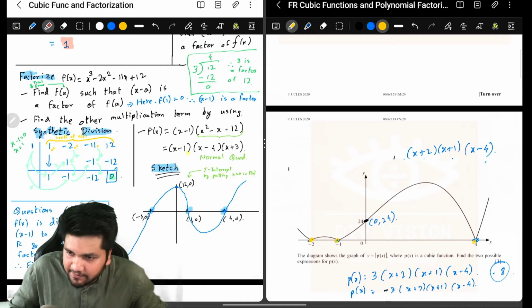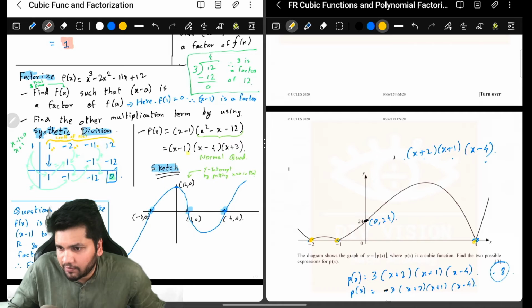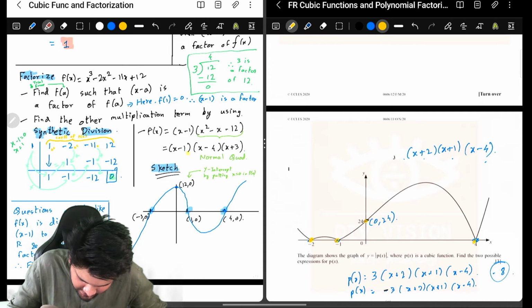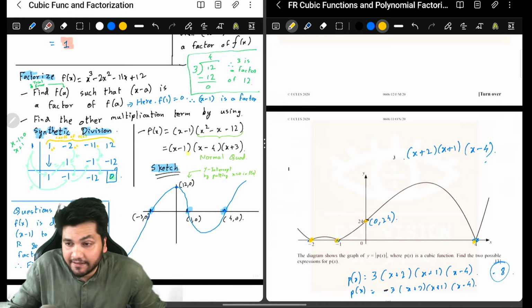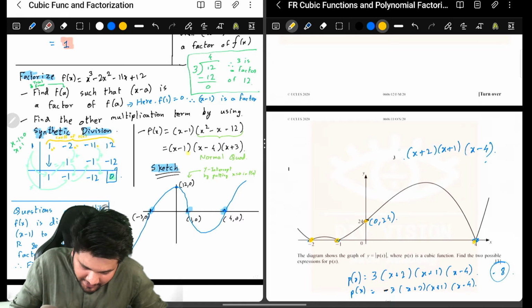Now for the y-intercept, they have given that 24 is the y-intercept. Now if I put x is equal to 0, I'm going to get 2 into 1 into minus 4, which is nothing but minus 8. But here it is 24, so I'll have to multiply by something. So obviously I'll multiply by 3.